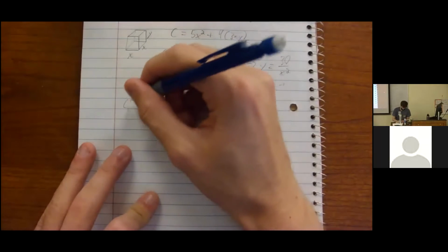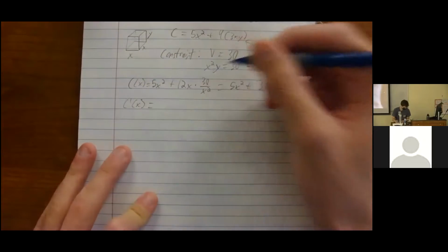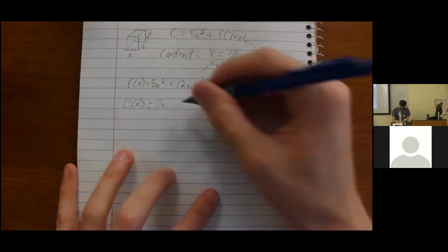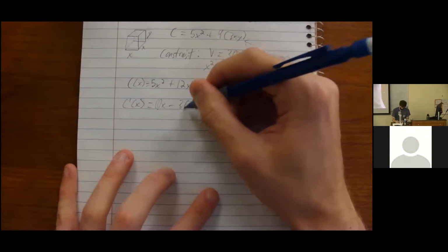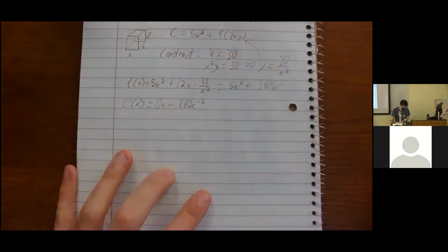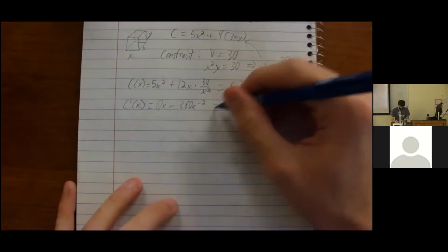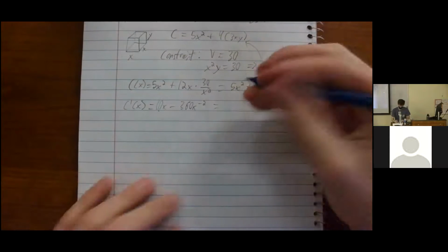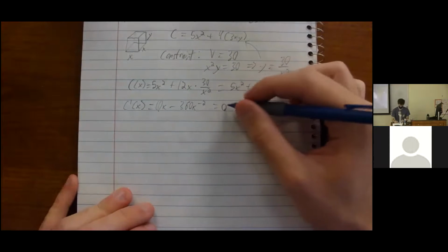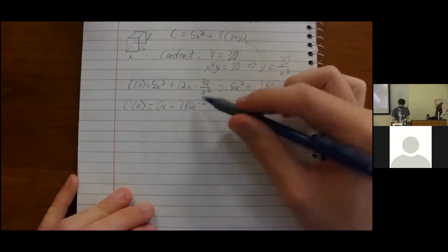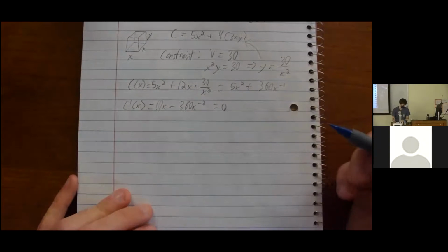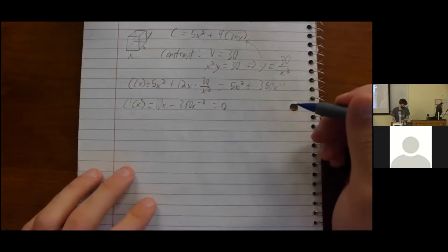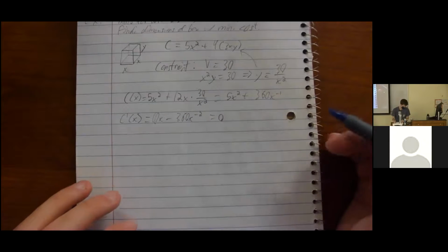So we take the derivative of it. This derivative is 10x minus 360x to the negative second. And you set it equal to 0, because that's where the slope is going to be flat. So that's when the y value of the derivative is going to hit 0. And then at this point, you basically just solve for x.